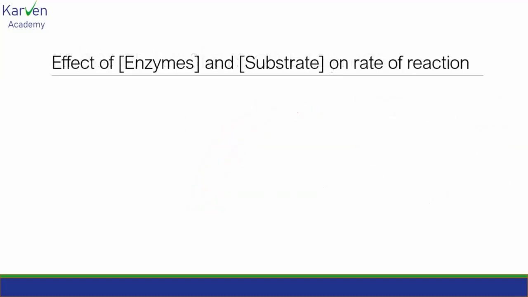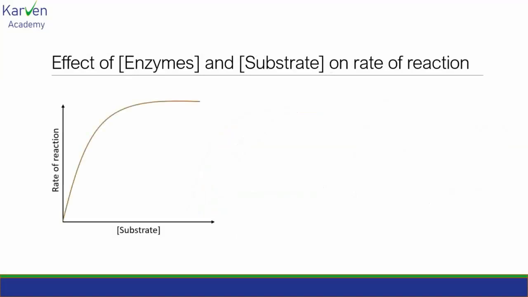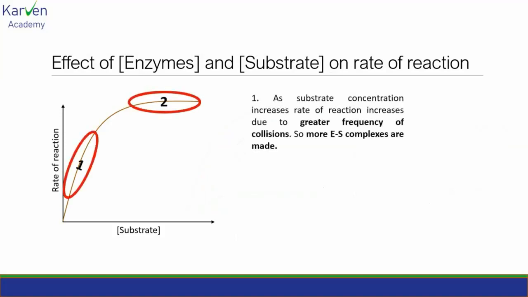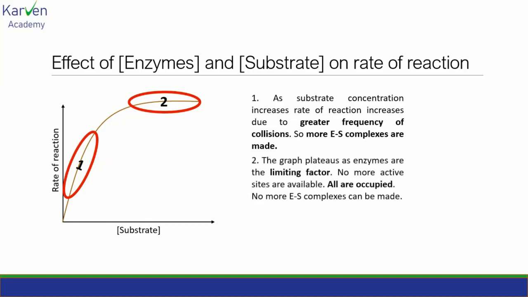So the effect of enzyme concentration and the substrate concentration on the rate of reaction. There are two main points to this graph labeled here. And for the first point, as the substrate concentration increases, the rate of the reaction increases due to greater frequency of successful collisions. And therefore, more ES complexes can be made. But the rate plateaus because enzymes are the limiting factor here. And no more active sites are available because all of them are occupied by the substrates. So no more enzyme substrate complexes can be made.